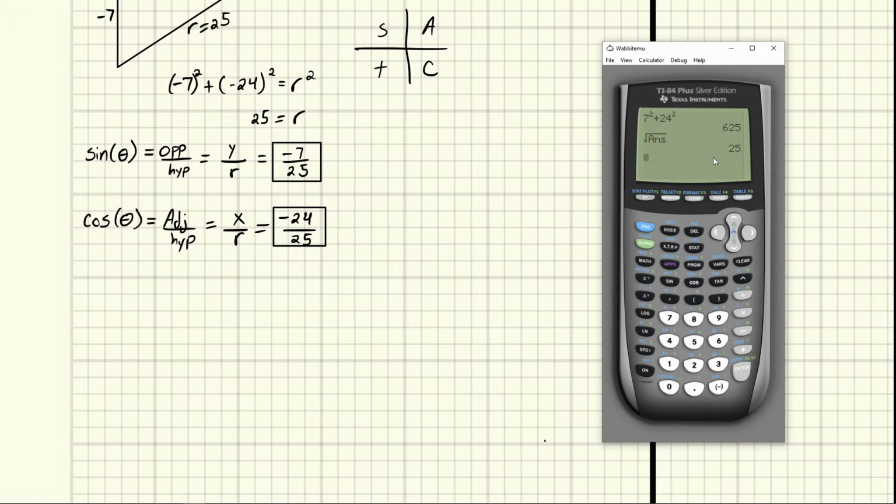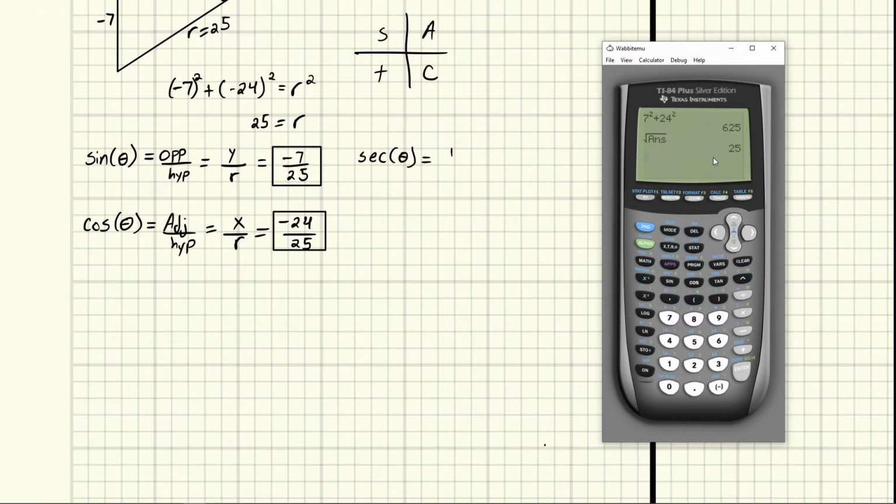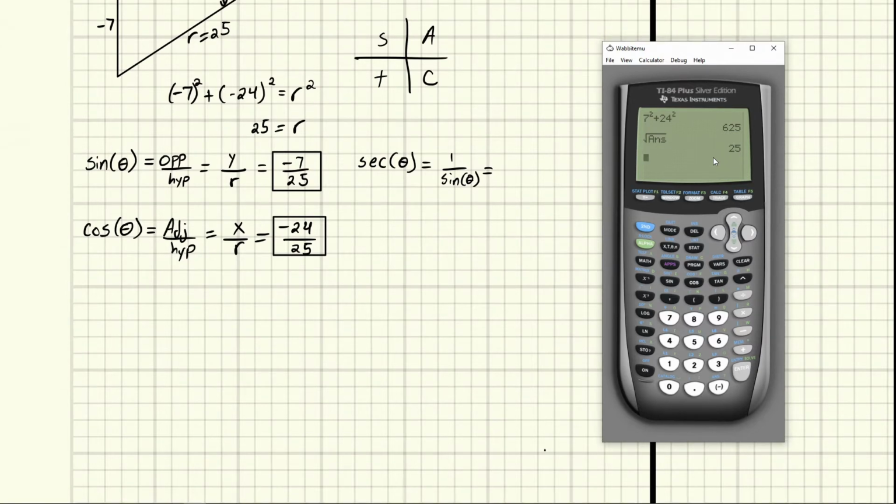Let's do secant. Secant is just 1 over sine, right? Secant theta is equal to 1 over sine theta, which is just the flipped version of this. Because if sine theta is y over r, then 1 over y over r gives the reciprocal, r over y. So it has the effect of just flipping the fraction. So we're going to have r over y.